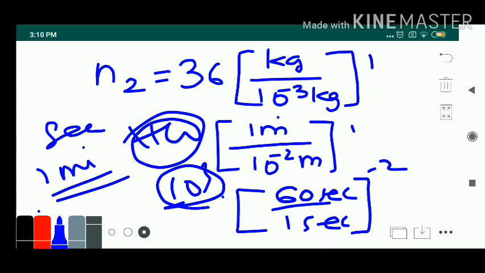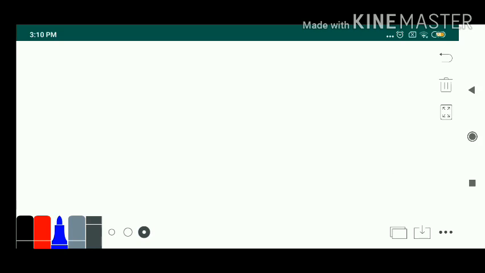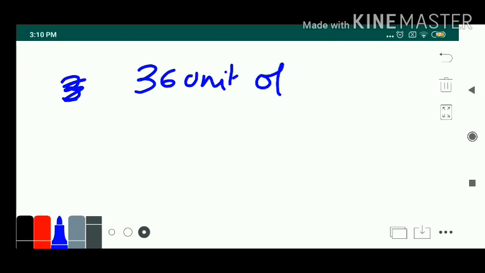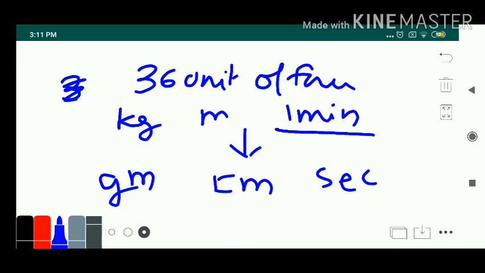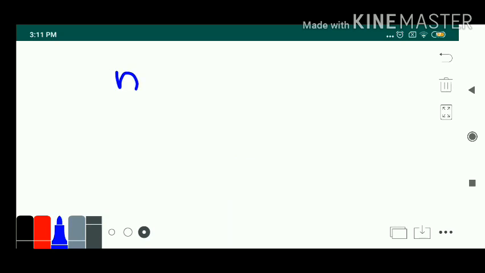If you want, I will repeat it again. So what we did is, you are converting 36 units of force, where the unit of mass is kilogram, the unit of distance is meter, and the unit of time is minute, not second. And you want to convert it to the CGS system, so that kilogram becomes gram, meter becomes centimeter, and minute has to be converted into second. Clear?